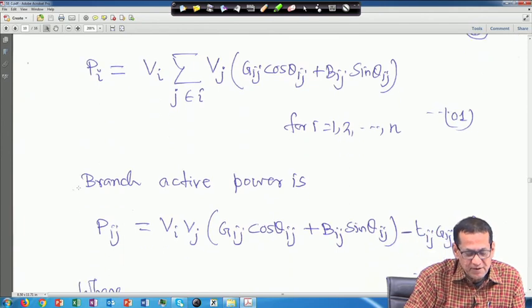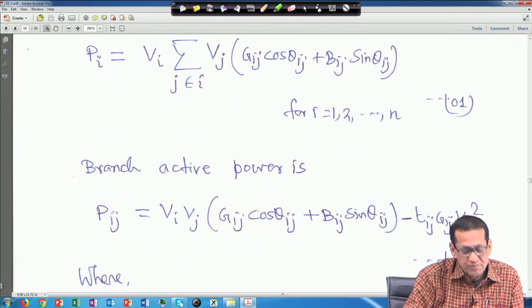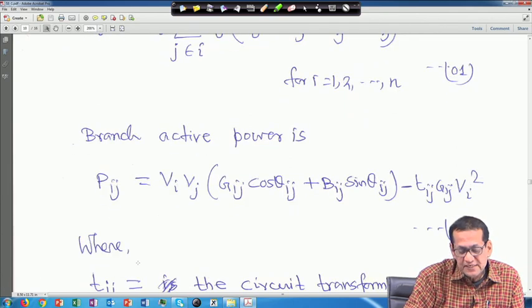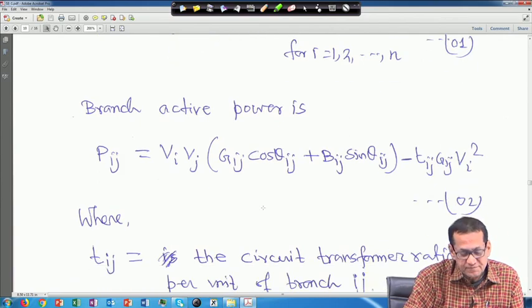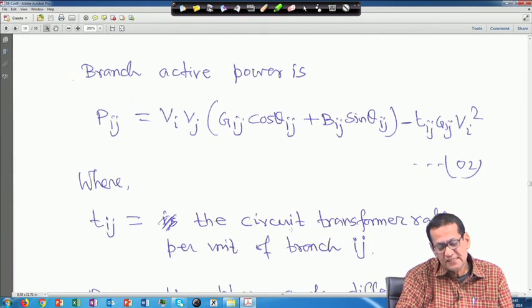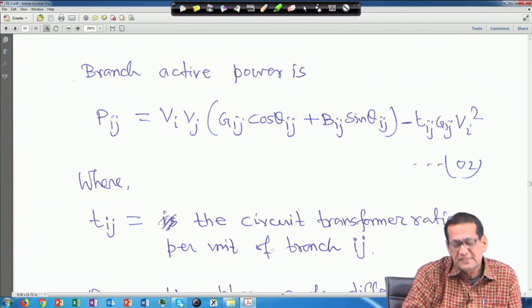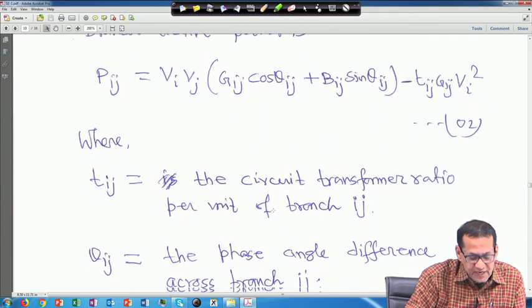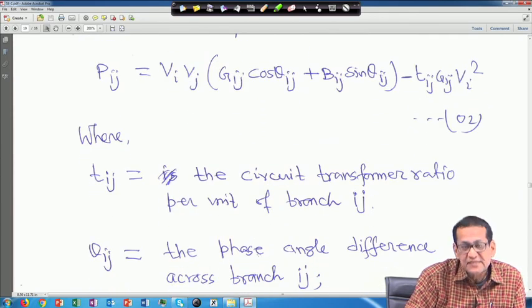So, the branch active power, that is the power flowing from branch i to j, is V_i V_j (G_ij cos θ_ij + B_ij sin θ_ij) minus t_ij G_ij V_i squared, where t_ij is the circuit transformer ratio per unit of branch ij, and θ_ij is the phase angle difference across branch ij.